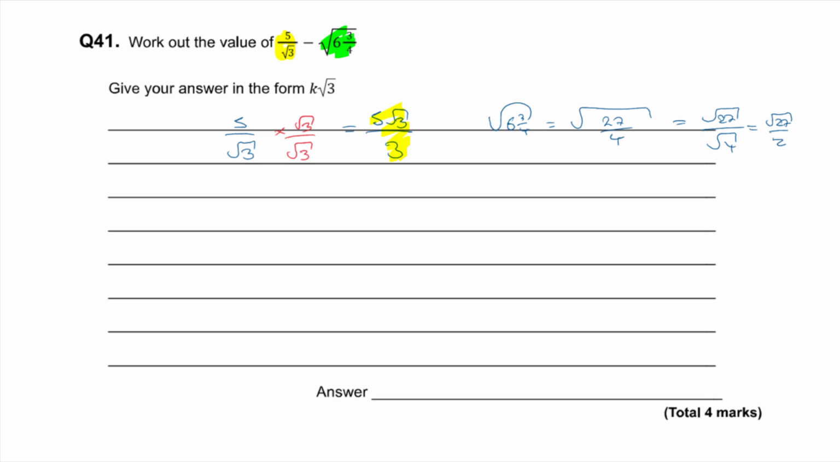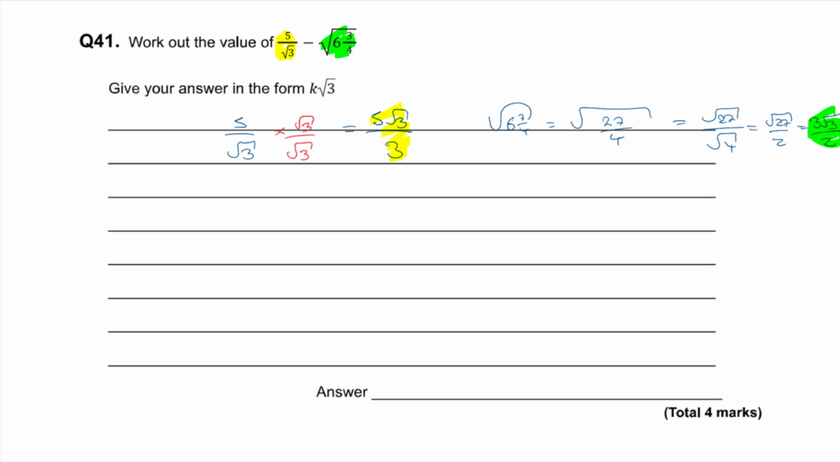Now, 27 has got a square number as a factor, which is 9. 27 is 9 times 3. So I can say that that's the same thing as the square root of 9, 3 times root 3 over 2. Okay, so that's my green bit. That's about as simple as I'm going to get that one. So I've got my yellow bit.